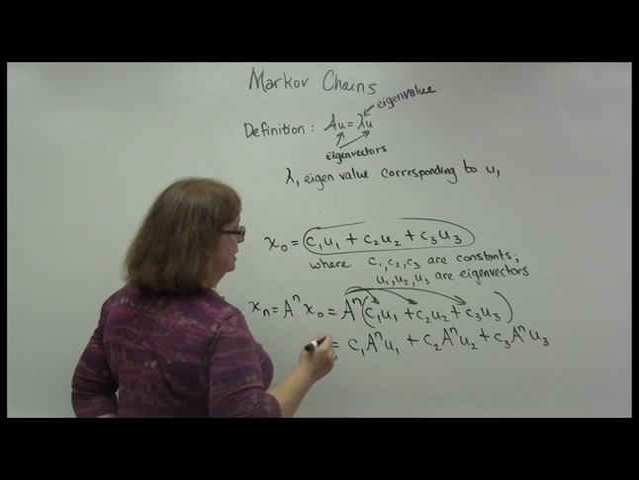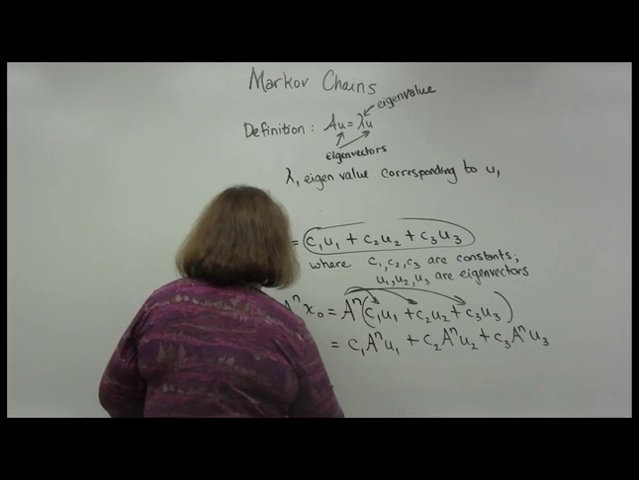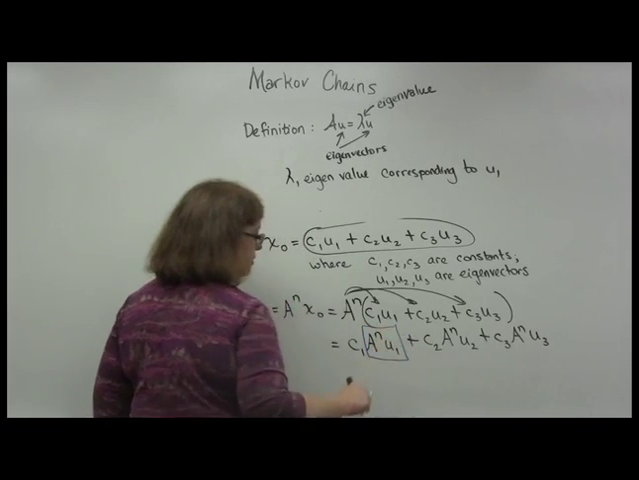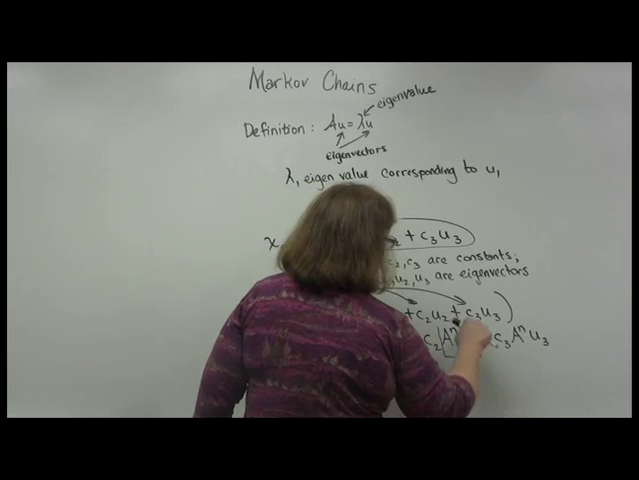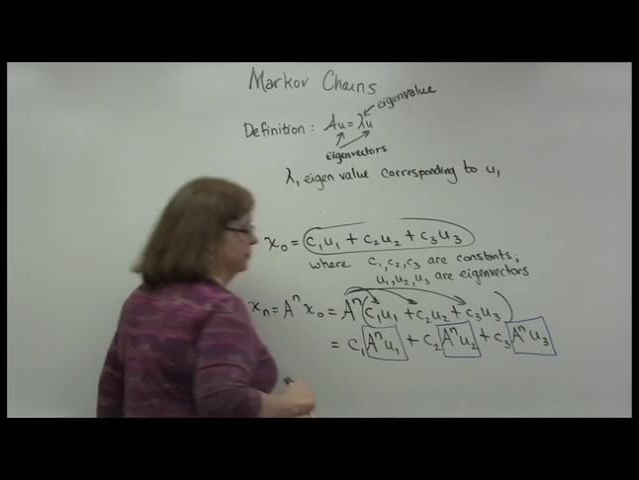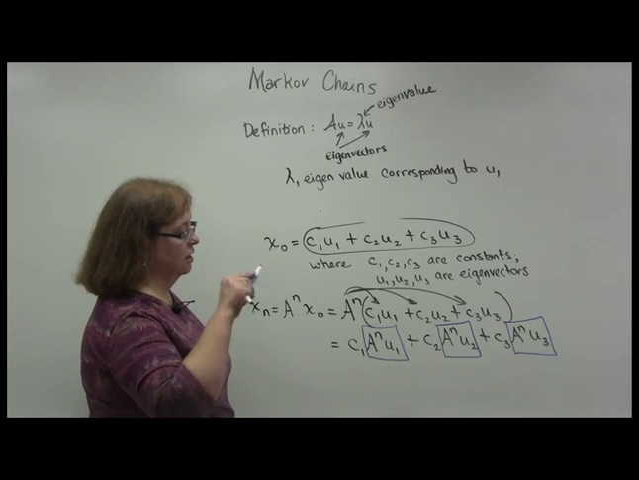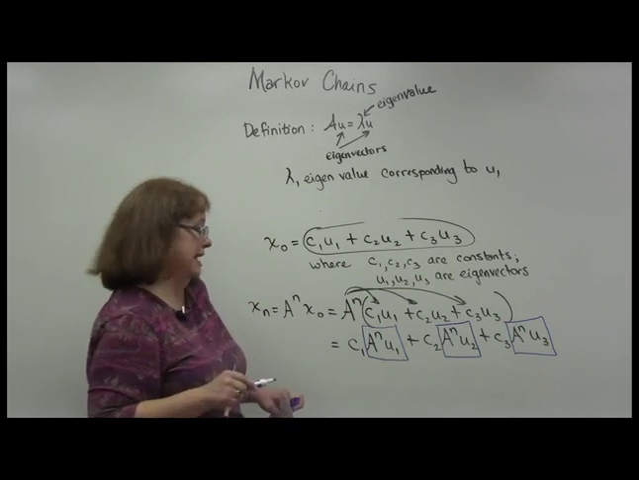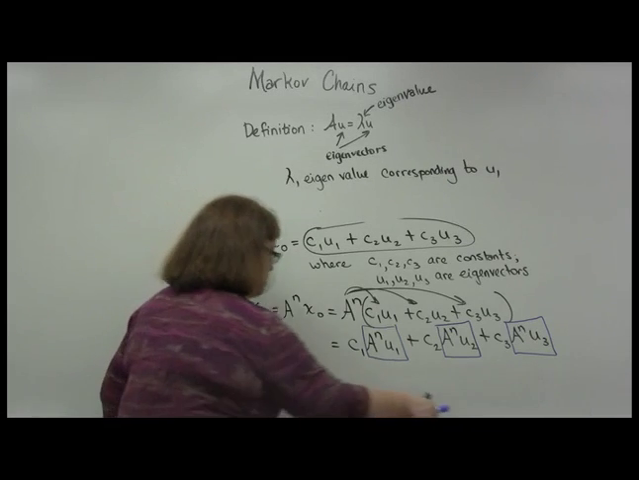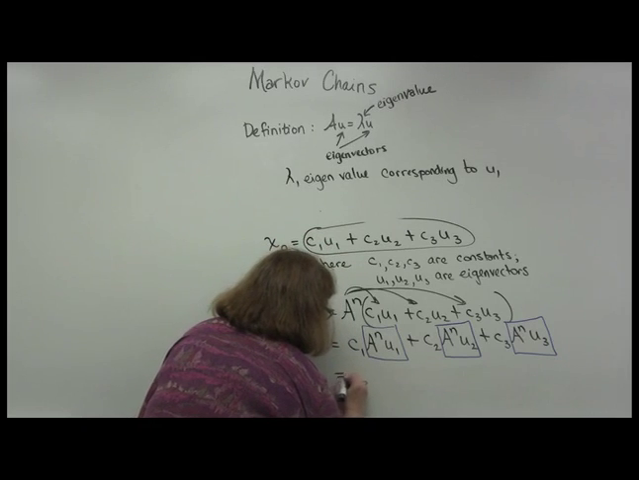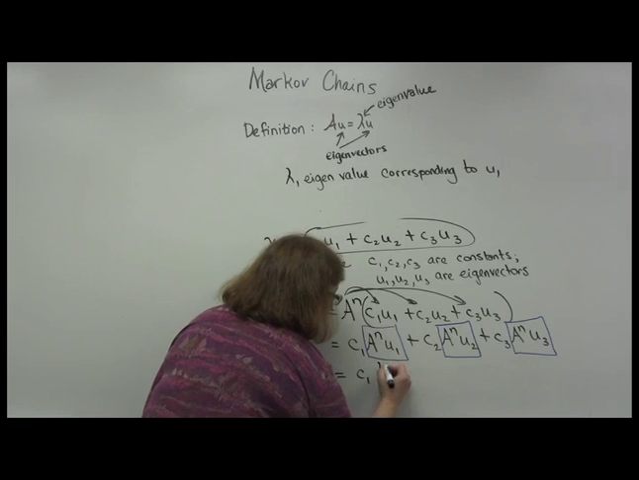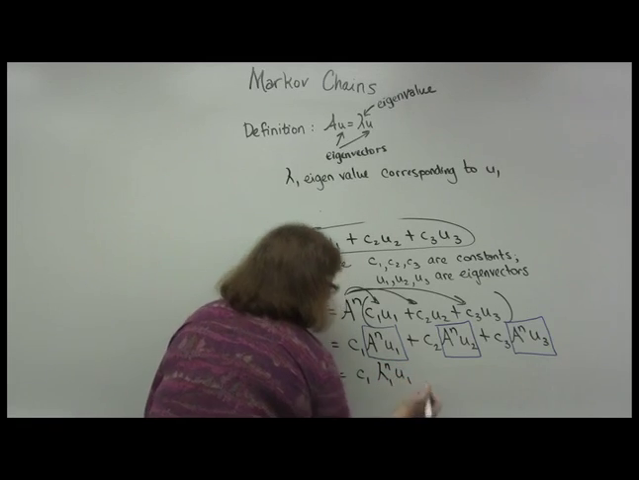In other words, in every one of these places down here, for example, this A to the n U1, this A to the n U2, and this A to the n U3, I can replace the A and the U part, I can replace the A with the corresponding lambda. Now, why is that special? Well, A is a big old matrix. What is lambda? Just a constant.